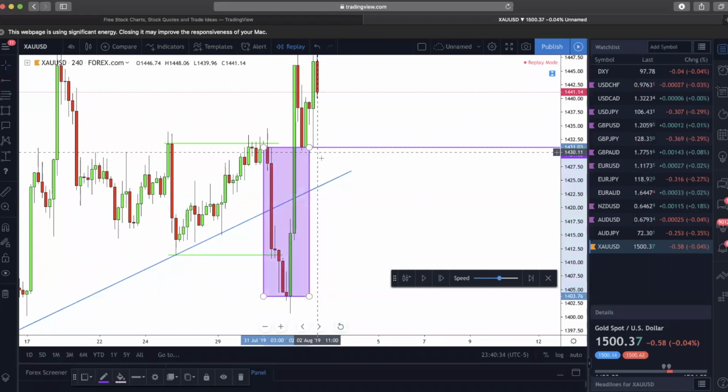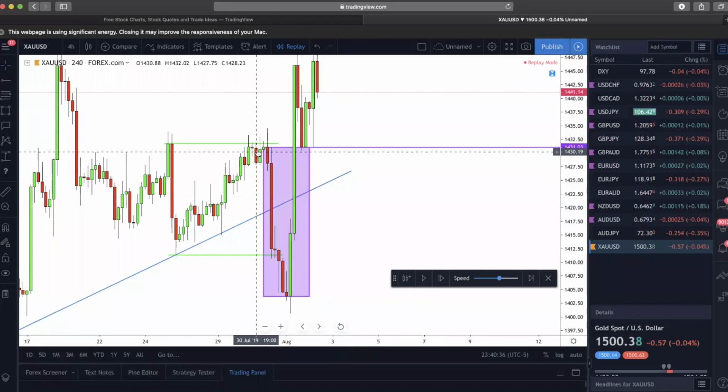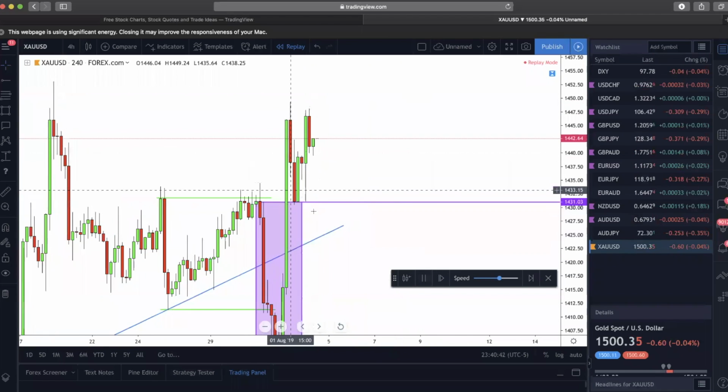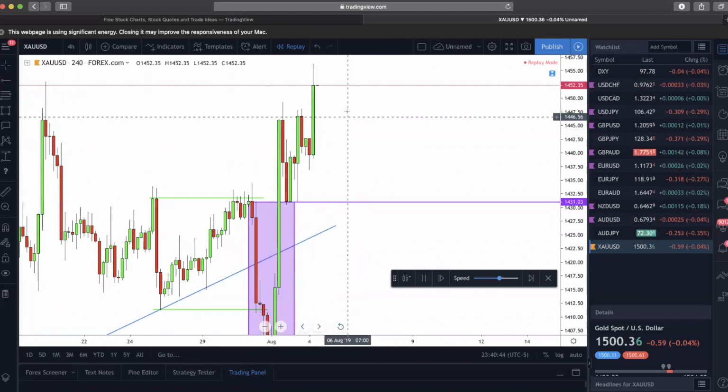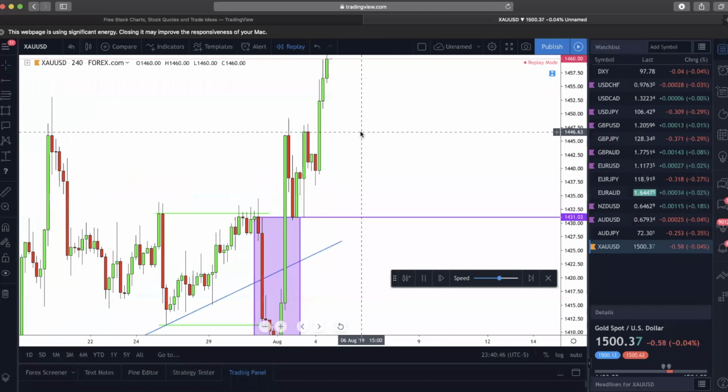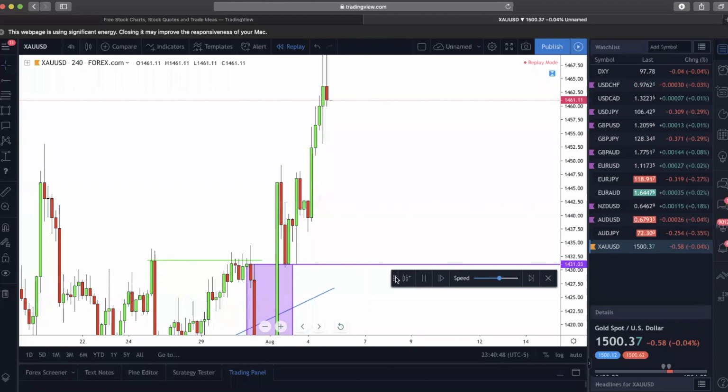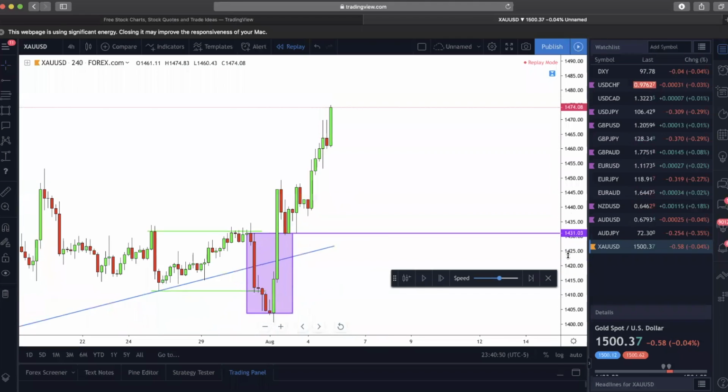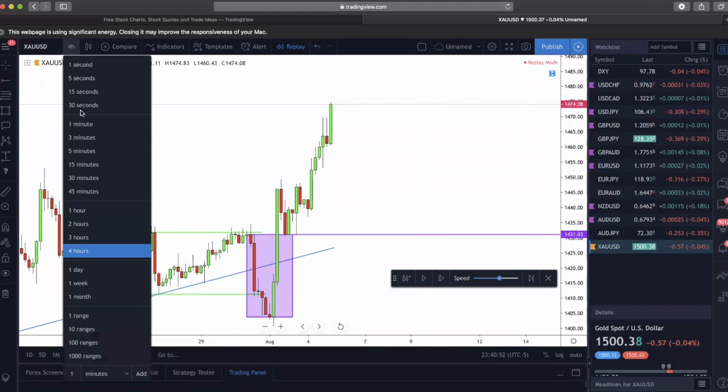Let's move that over so you can see it. See that rejection off of that? They're not going to let price come down in here to let these people out. So you can see price rejects and they hold it above and then just run away with price. So that's a textbook example of what I have been showing you.